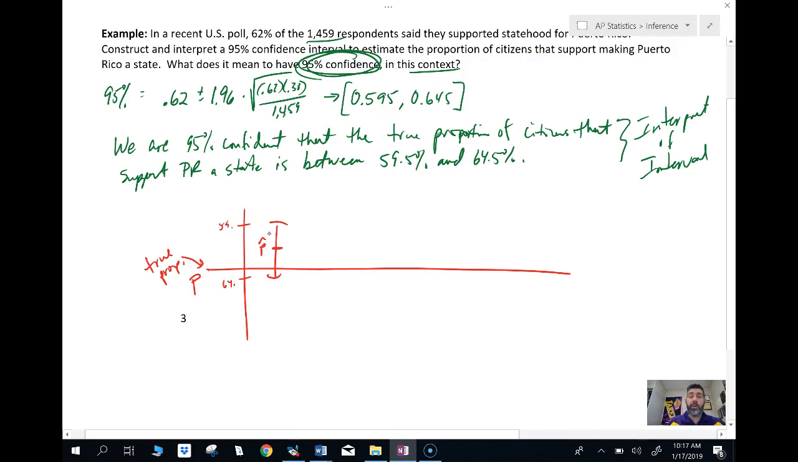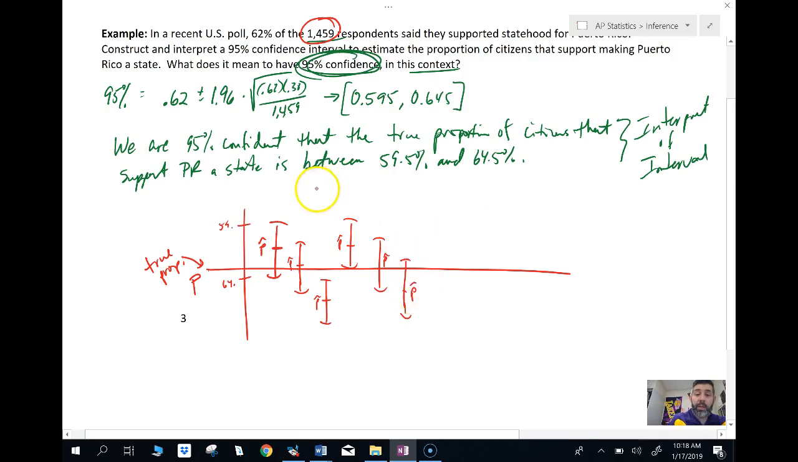If I took another sample, the exact same number of people but a new random sample, and did another confidence interval, it's possible my interval looks like this. Then I do another one, and it's right here with my P hat. This one, P hat was really close. I do another confidence interval, and this one is right here, with its P hat. And another one looks like this.